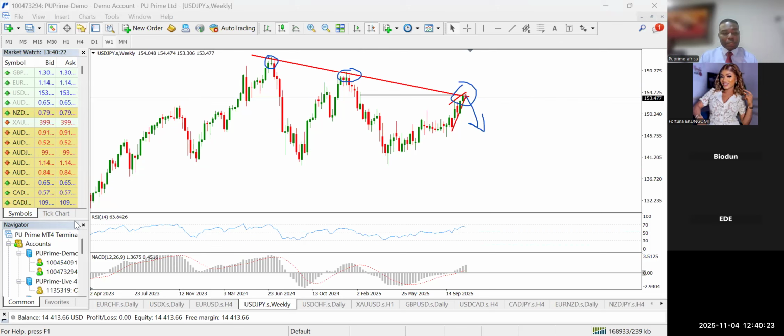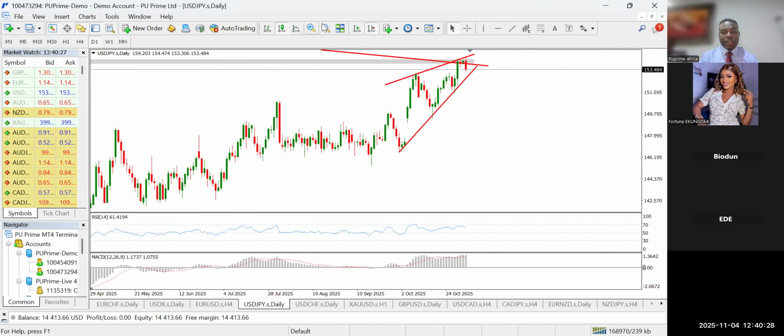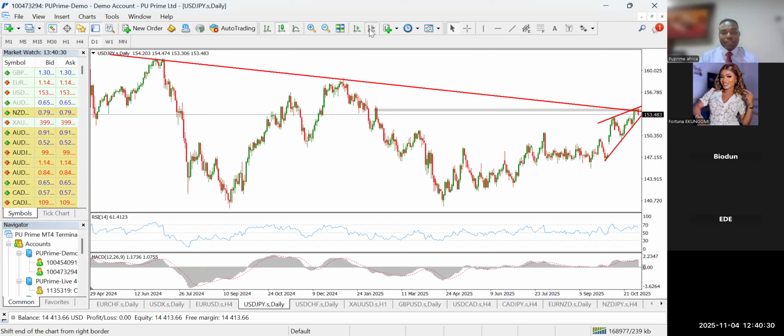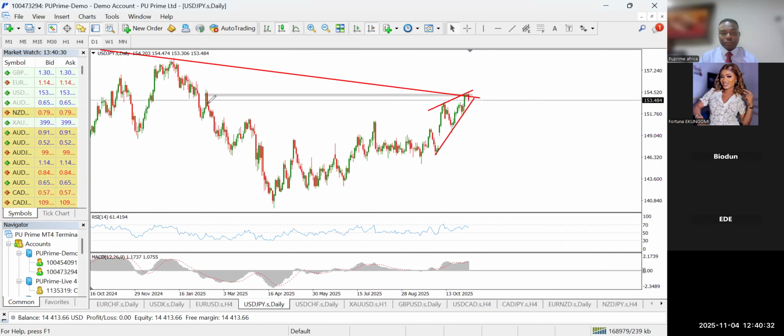And secondly, on the daily time frame, we also have price hitting a resistance level. Now, there is a confluence between the resistance level and the descending trend line on the weekly time frame. So that makes that area a confluence point. And also we now have a rising wedge pattern. So technically, we're looking for a bearish movement on the USD JPY, and that is exactly the same thing that we saw on the dollar index.